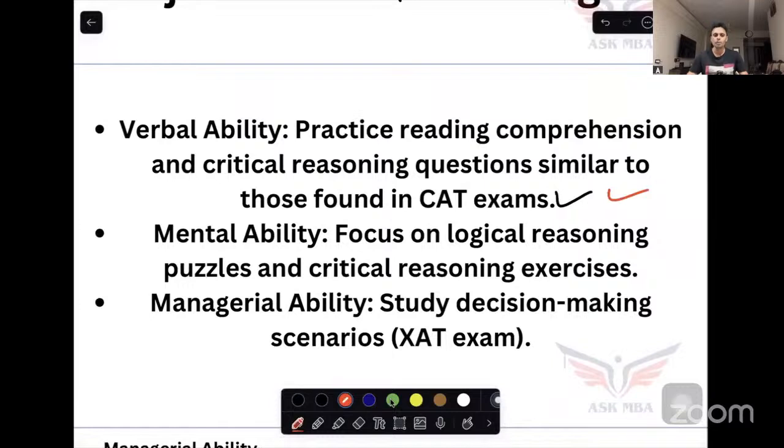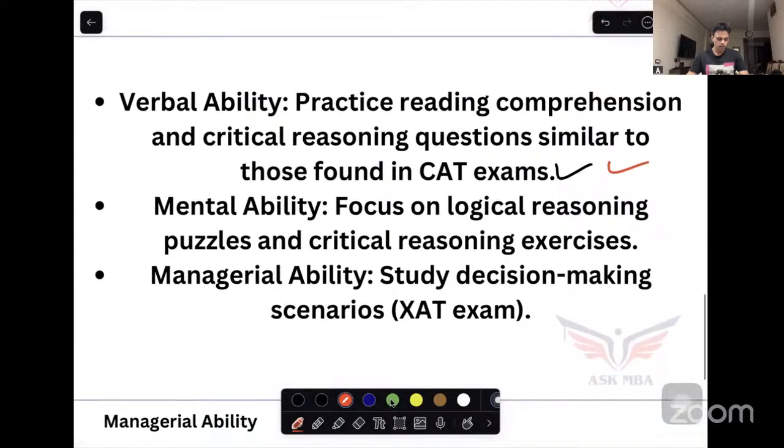So reading comprehension questions and critical reasoning questions you are going to get in verbal ability. In mental ability, focus on logical reasoning questions. Here, critical reasoning questions are going to be asked, I guess. Here, where 6 questions are asked, you're going to get verbal reasoning questions, could be puzzles, critical reasoning questions. So here you might get that.